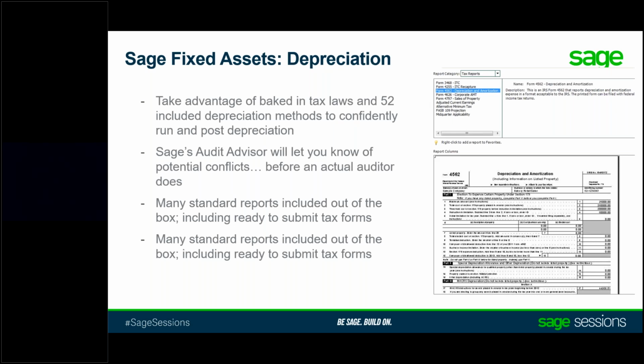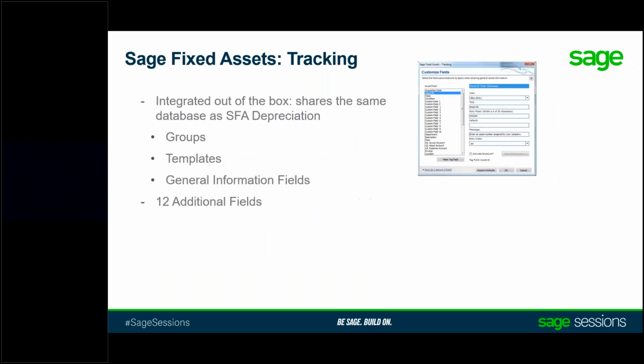Some of the reports built in that I mentioned, for example, the 4562 is one of those. And you can, of course, also run the tax expense report, would be used for reconciling that 4562. There's also a 4797 worksheet for your sale of property. So there are many standard tax reports as well as GAAP reports built into the solution.